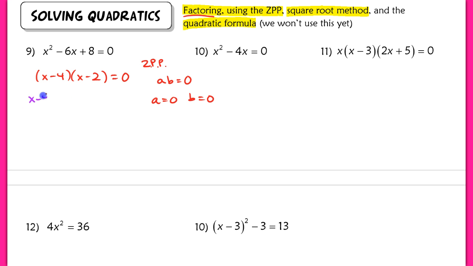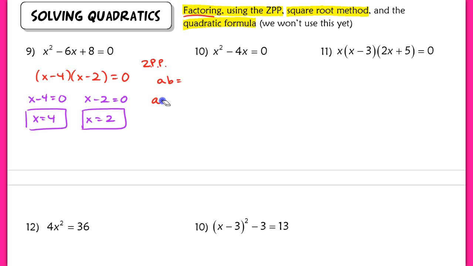We know that either x minus 4, that quantity, has to equal 0, or x minus 2 has to equal 0 in order for this statement to be true. So once we solve, we end up with two distinct solutions. Either x could equal positive 4 or x could equal 2, and we would get a true statement.